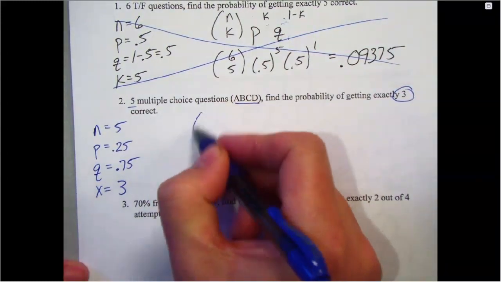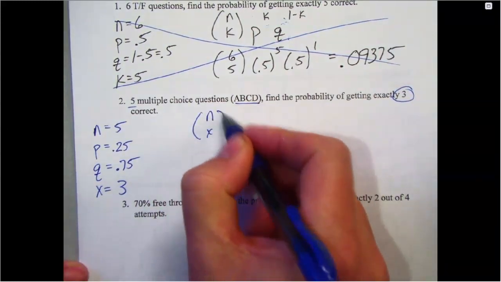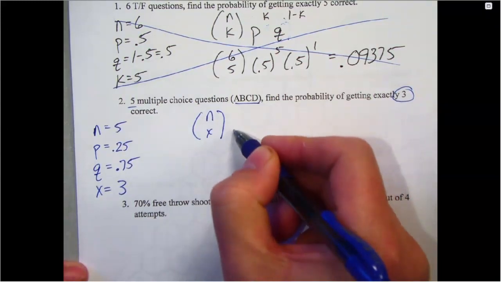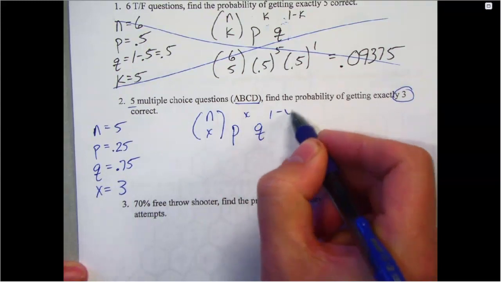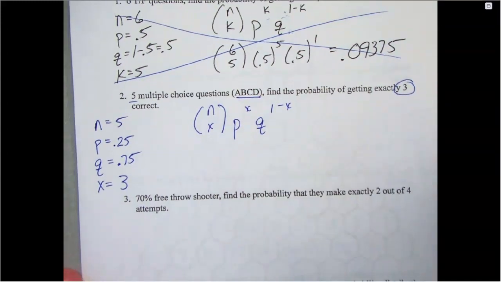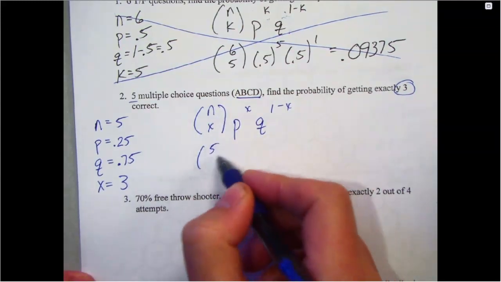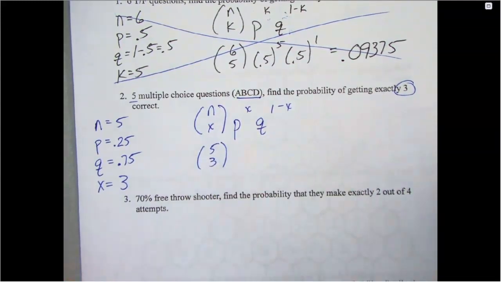So your general formula is N choose X times P to the X power, and then Q to the N minus X power. So in our problem here, N is 5, X is 3, so it's 5 choose 3. And there's 2 ways I can find out what 5 choose 3 is. What are those 2 ways? Pascal's triangle and the calculator, right? So you can do either one of those.